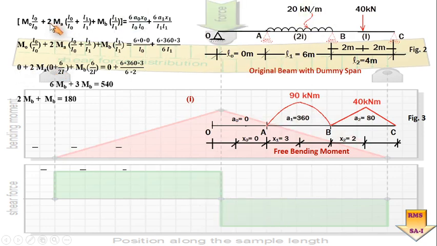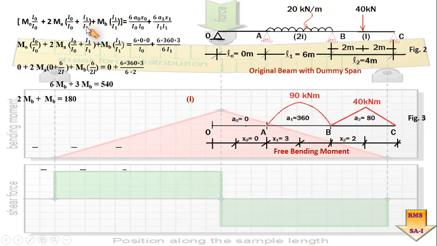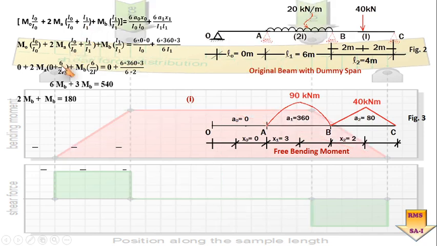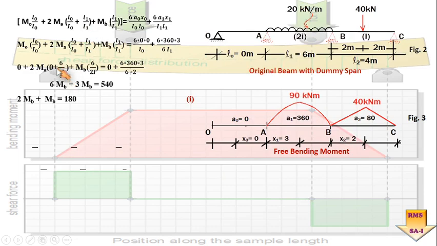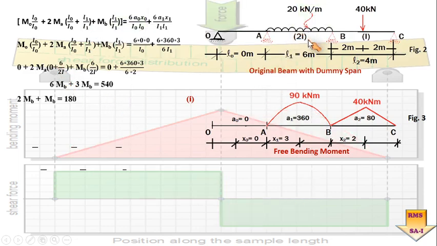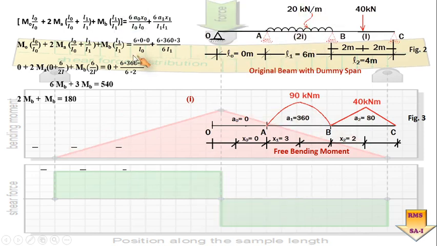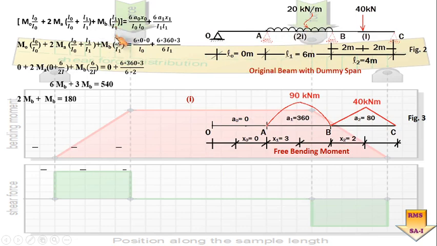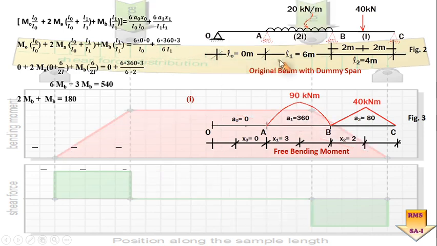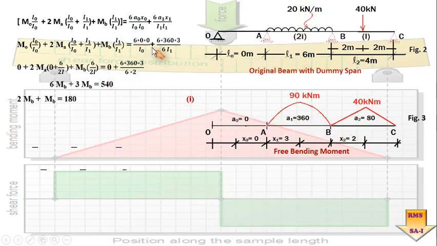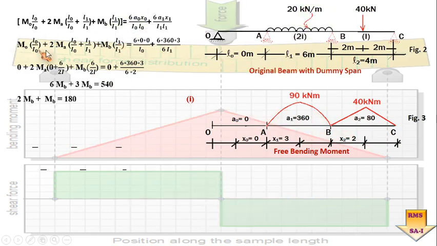Now as far as 2MA (L0/I0 + L1/I1) is concerned, put in the appropriate values and you will get 0 plus 6 by 2I. Here no need to mention that 2I is coming, because for the second span AB the moment of inertia is equal to 2I. Similarly MB L1 by I1, L1 is already known to you, that is equal to the value of 6. Is it okay?